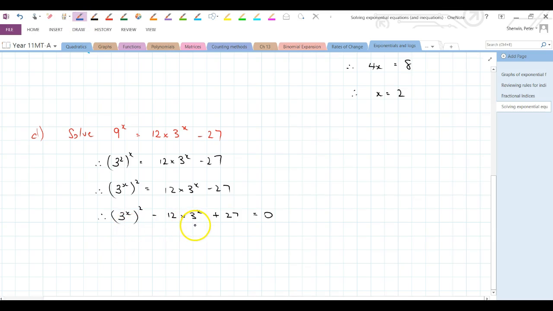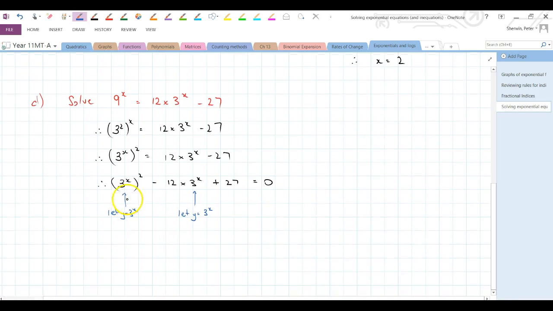What I'm going to do, the technique here, is whatever that is there, we're going to bring in, say, let y equal to that, 3 to the power of x. You can also see it there, can't you? 3 to the power of x. So if I let y equal 3 to the power of x, then what I end up with is not 3 to the power of x squared, but I'll go back to my black pen. I get y squared minus 12, not times 3 to the x, but 12y plus 27 equals 0. So this is a really important step here, letting y equal 3 to the power of x, just bringing in another variable just to help us solve the equation.